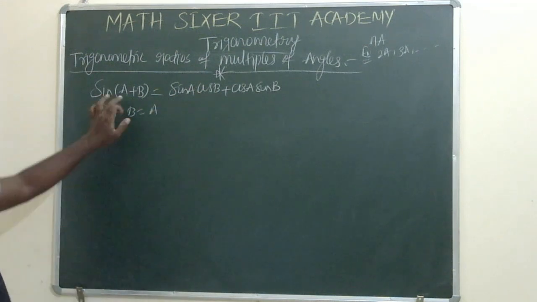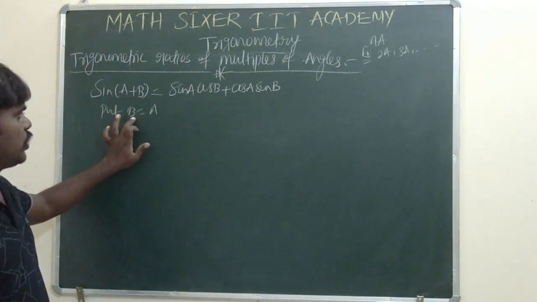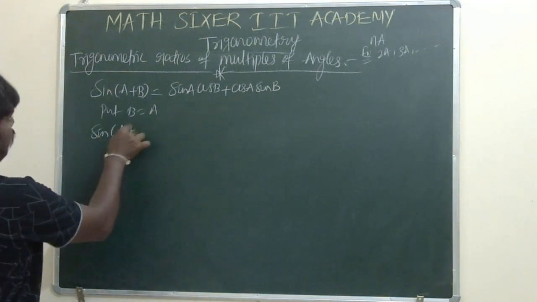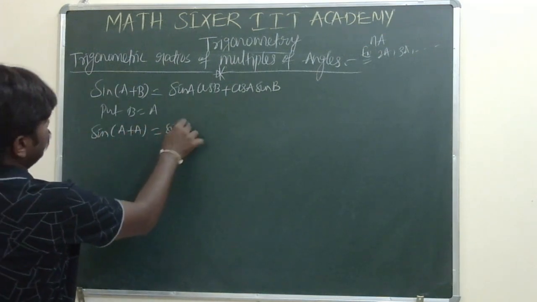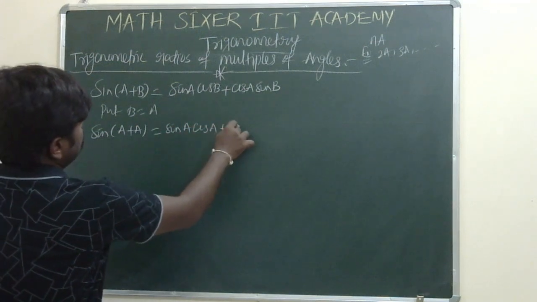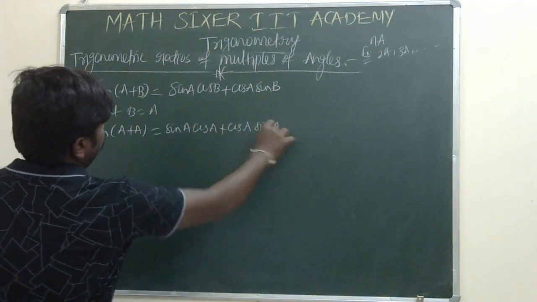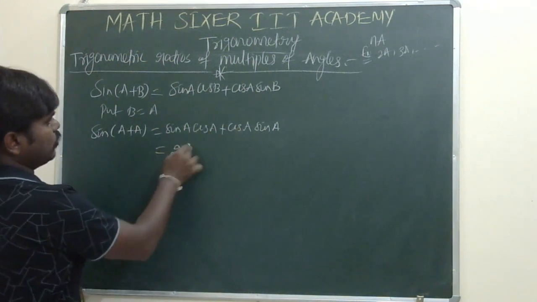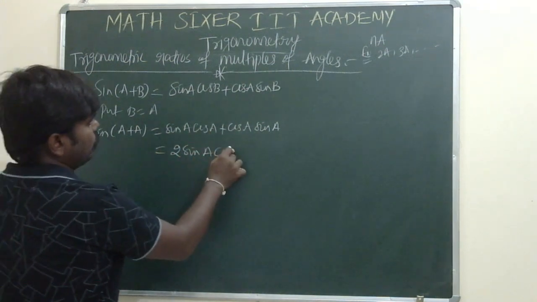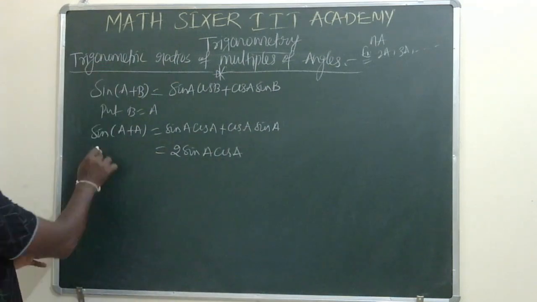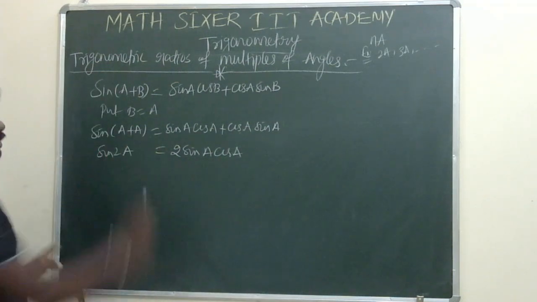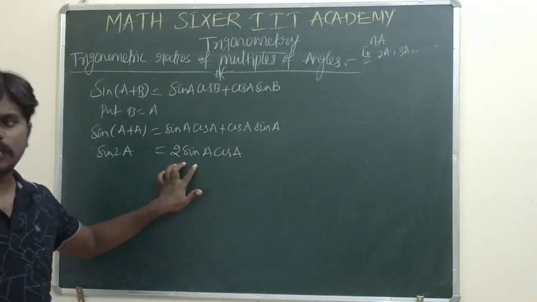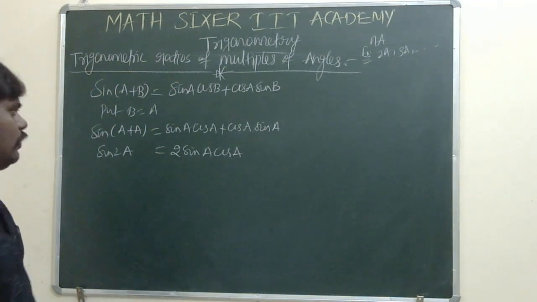Now what we have to do is put B equal to A. Here we already have A plus B, and now I am substituting B equals A. Then sin(A plus A) is equal to sin A cos A plus cos A sin A. That means sin A cos A, sin A cos A, that is 2 sin A cos A. Here A plus A is 2A, so sin 2A is equal to 2 sin A cos A.